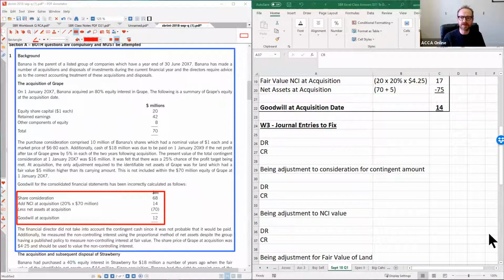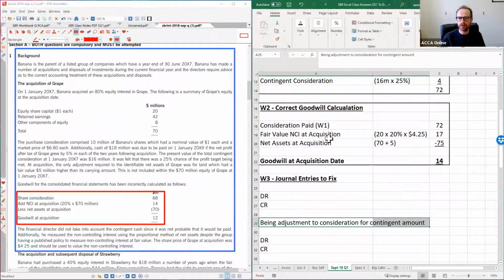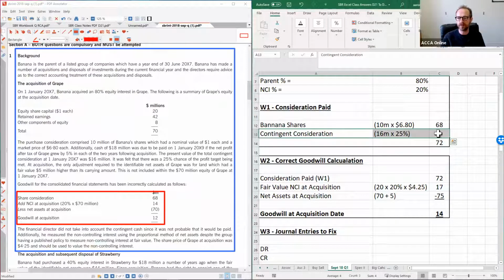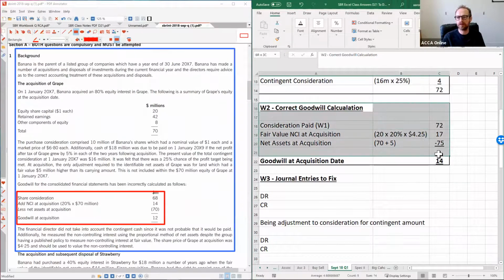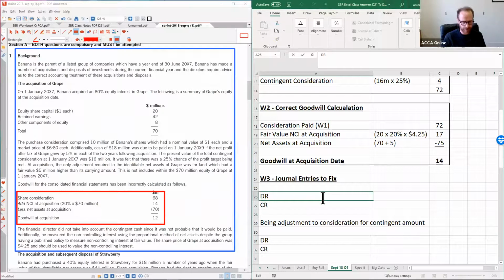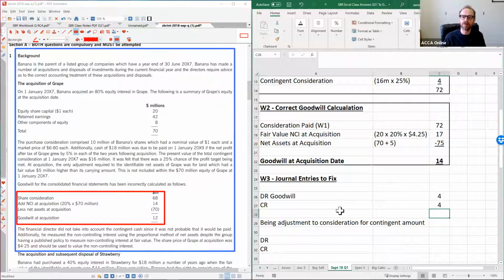Right, okay, so let's look at these. First one, adjustment to the consideration. They hadn't included this contingent consideration, which is 4. So what's that going to do? It's going to increase the goodwill. So we're going to debit the goodwill with 4. We're going to credit something with 4, but what's it going to be? Well, it's going to be a liability. It's a provision, basically. Okay, so the contingent amount is a liability.